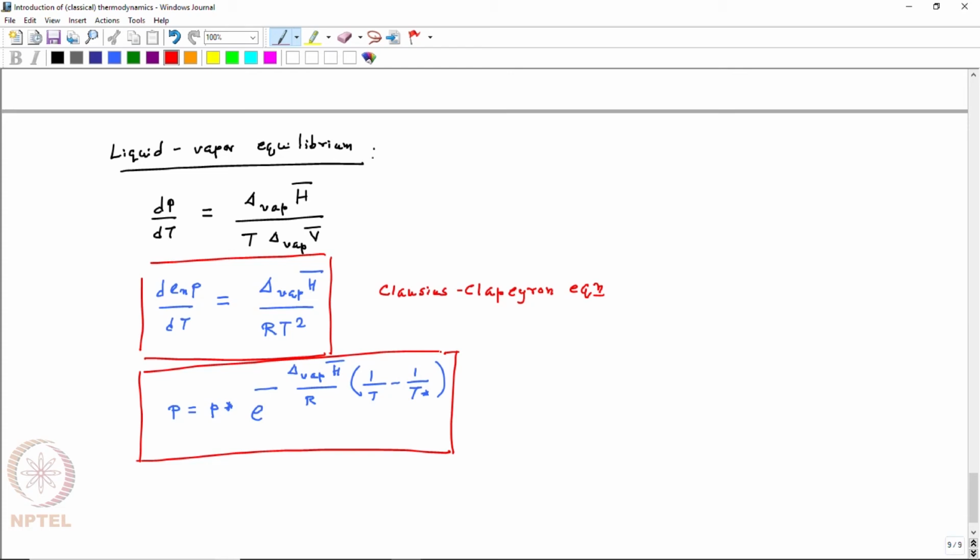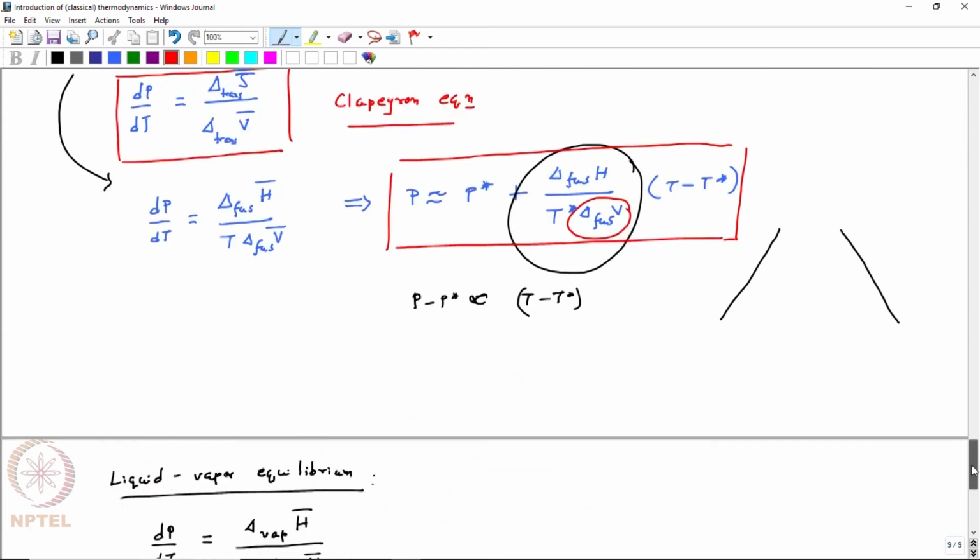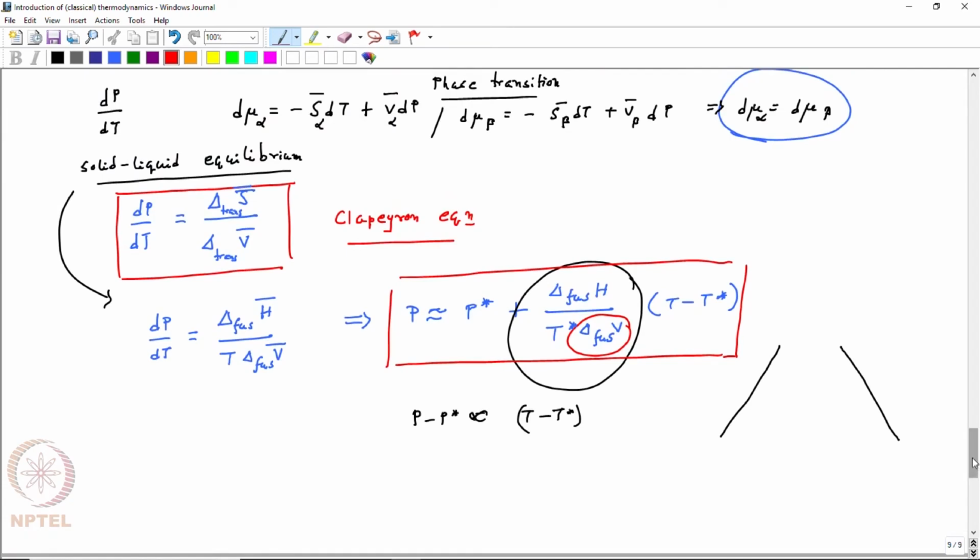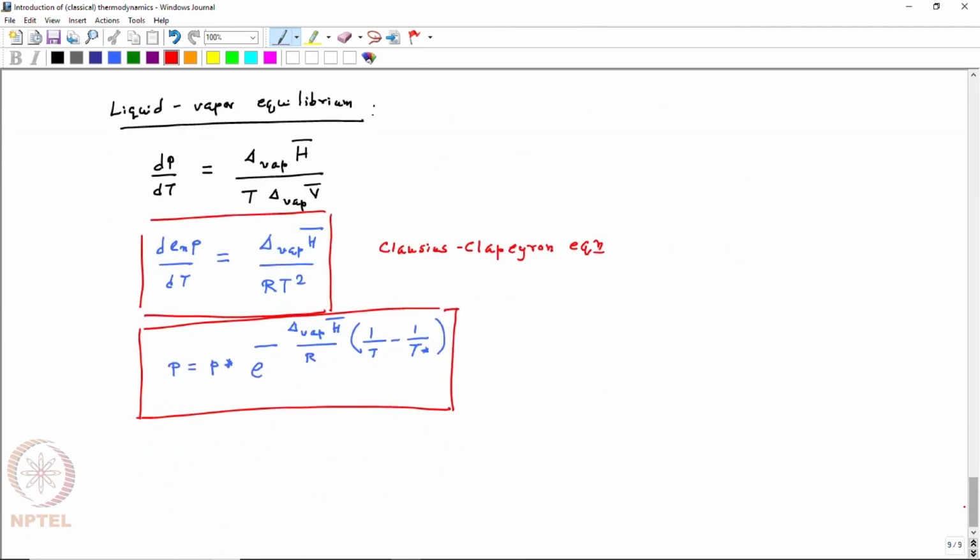Now, before I conclude this part, let us have a discussion about what will be the effect, if I apply pressure, on the freezing point and melting point.